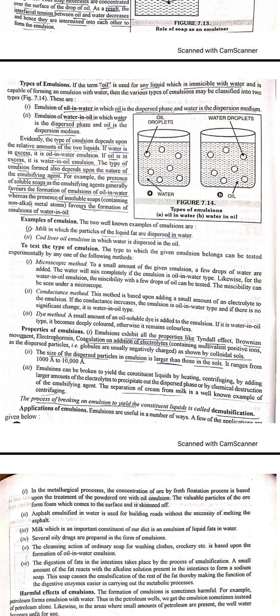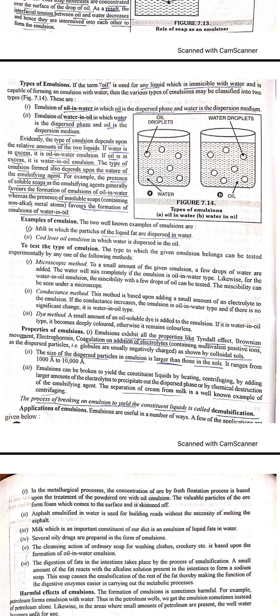Third, emulsions can be broken to yield the constituent liquids by heating, centrifuging, by adding larger amounts of electrolytes to precipitate out the dispersed phase, or by chemical destruction of the emulsifying agent. The separation of cream from milk is a well-known example of centrifuging. The process of breaking an emulsion to yield the constituent liquids is called demulsification.